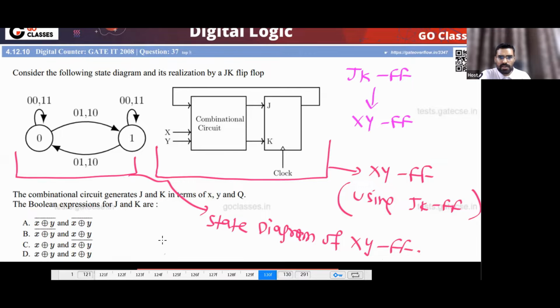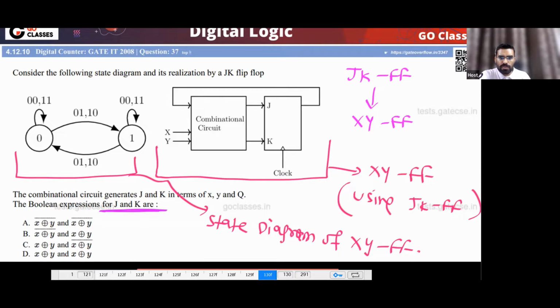Now you have to find the answer. So you have to find out what this combinational circuit is. You have to find out basically the equation for J and the equation for K. This is what you have to find out.